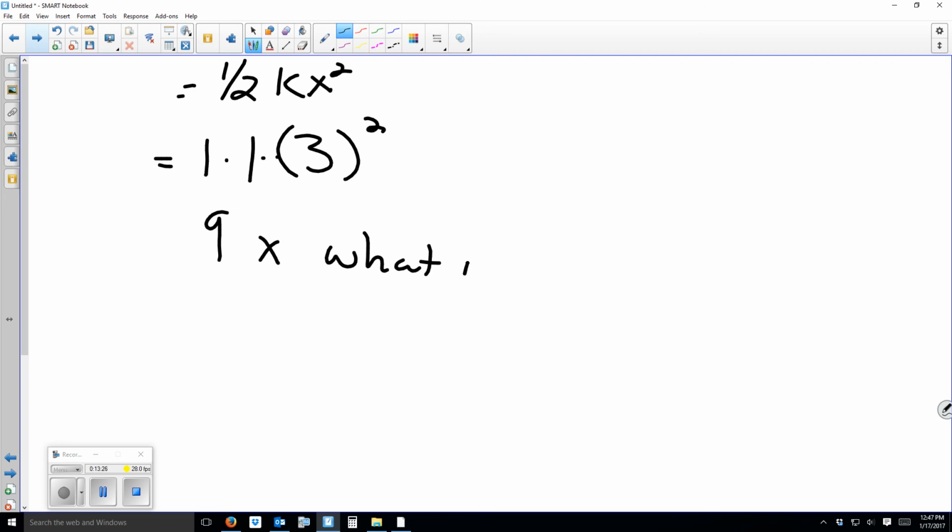My potential energy now, by compressing it 3 times further, is 9 times bigger of an energy. So the answer there should be 180 joules. You could do the same thing with one of those pendulum problems, where we've got inside the square root. Make sure that you know what affects springs versus what affects pendulums.